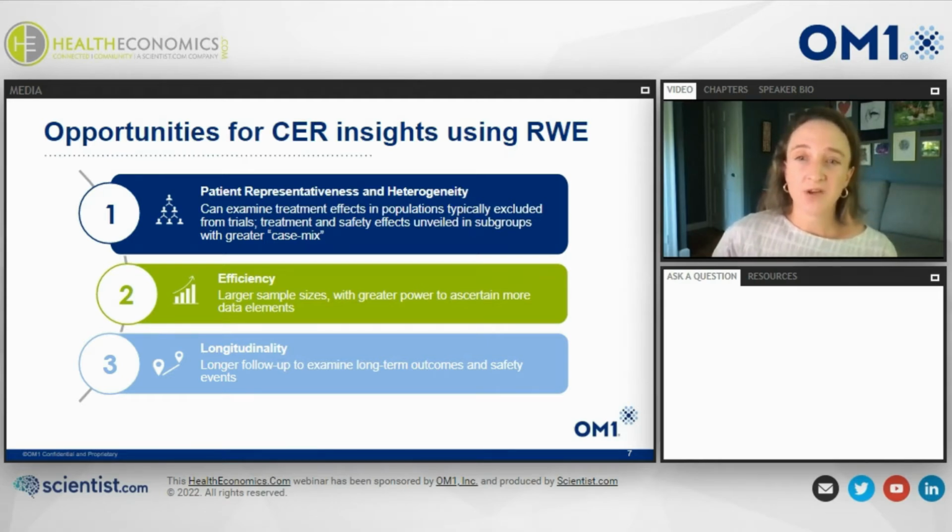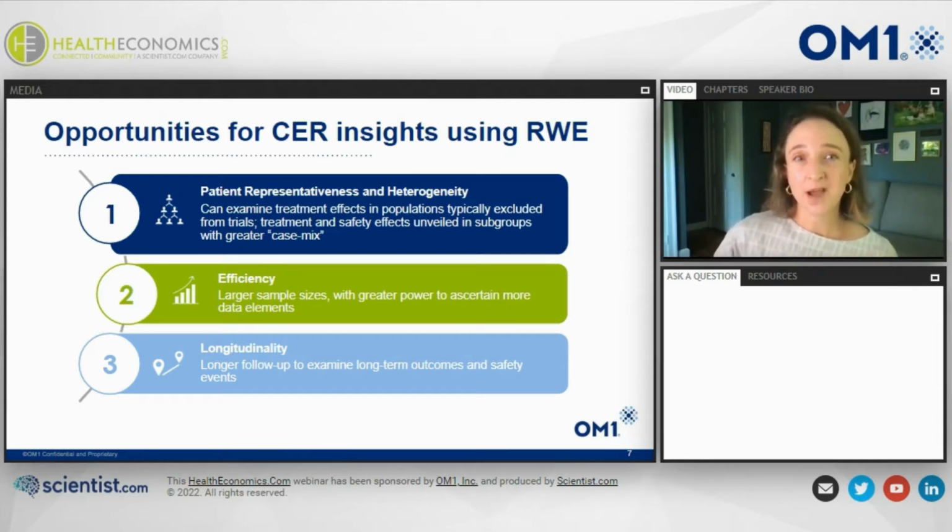Now, this is in stark contrast to RWD designs, which typically feature far less stringent eligibility criteria and population winnowing. So this broader range of patients, especially with regards to the baseline risk of patient outcomes, really affords meaningful opportunities to unveil treatment effects, to unveil safety effects that just might not be visible in trials. Number two, efficiency. This is often a really motivating opportunity.